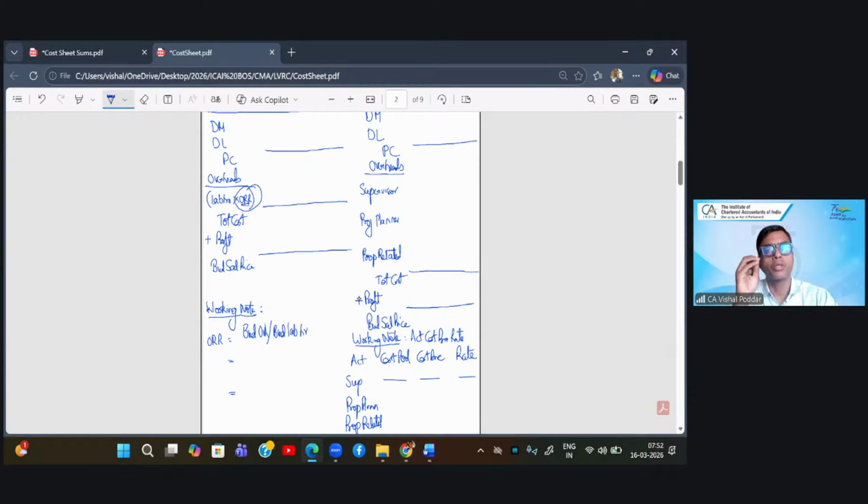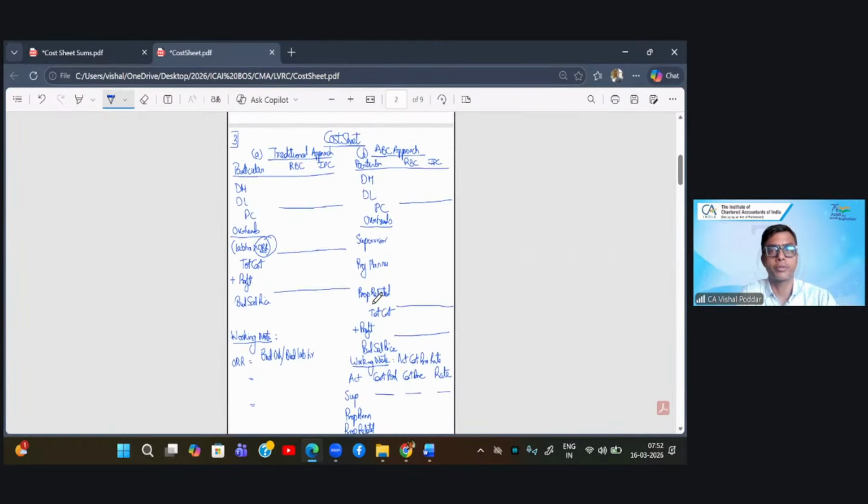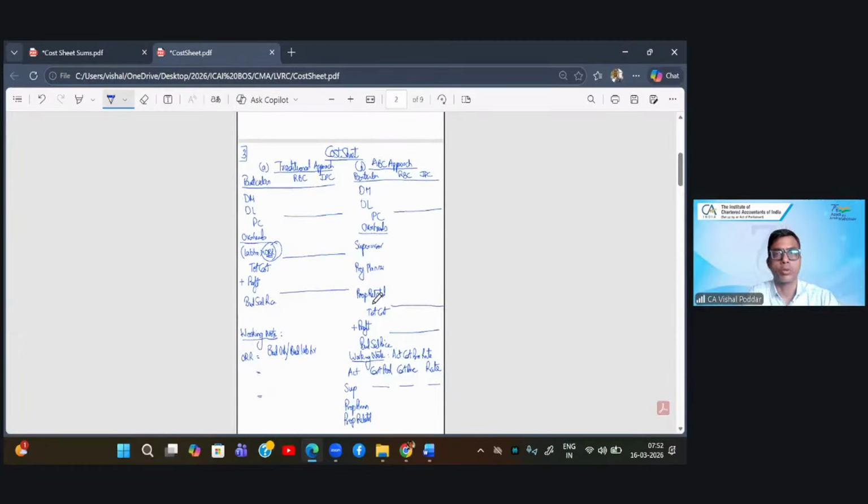Once you are able to do this, the next part is only to fill in the blanks. So this is where you should be able to work out. Correct, students? So start solving.